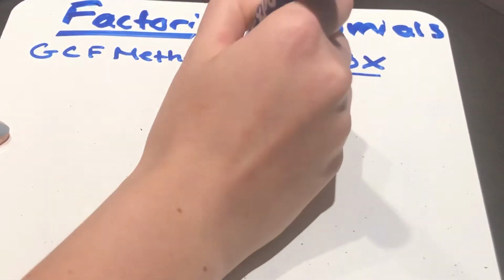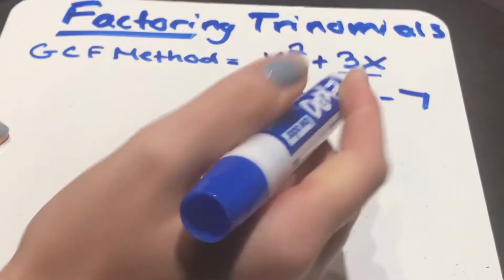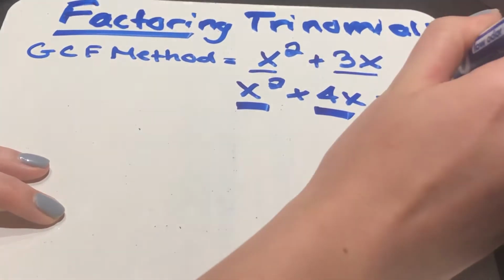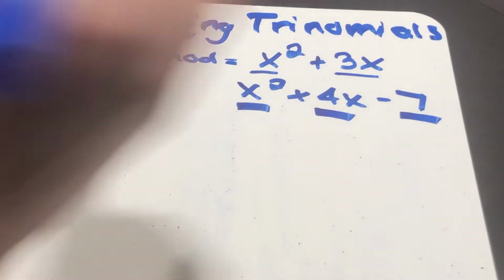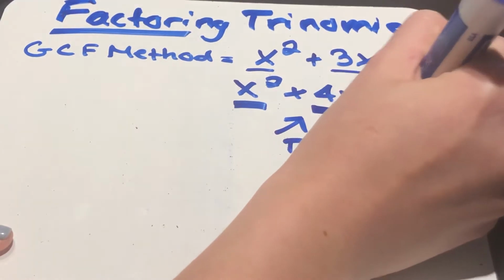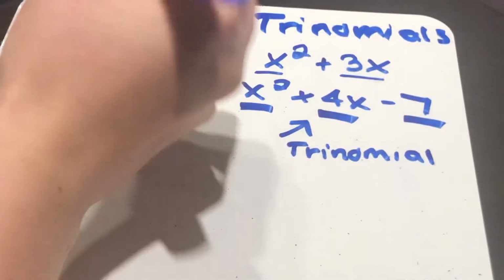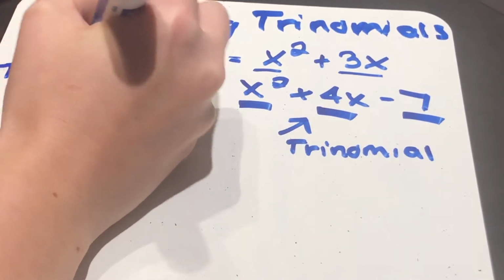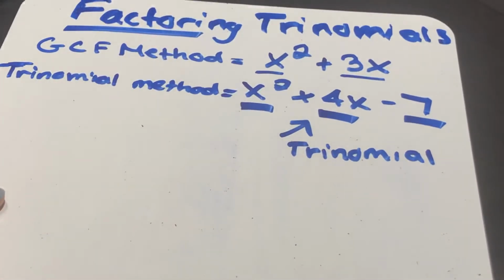Now, what if I have something like this? x squared plus 4x minus 7. What kind of function is this? We got 1, 2, 3. Three terms, so that's a trinomial, right? So when you have a trinomial, which is three terms, you have to use this special method. We're just gonna call it the trinomial method. It doesn't really have a name, but we're just gonna do the trinomial method for that one.